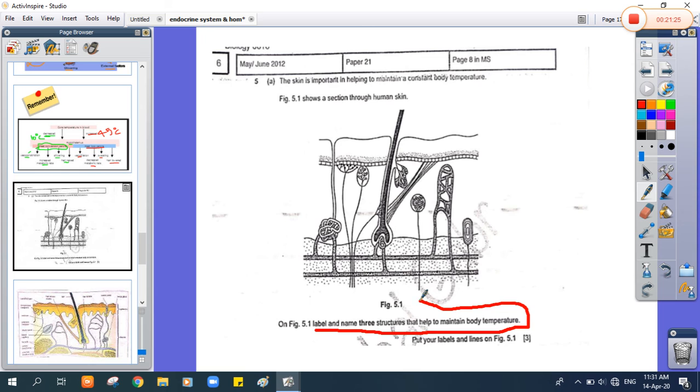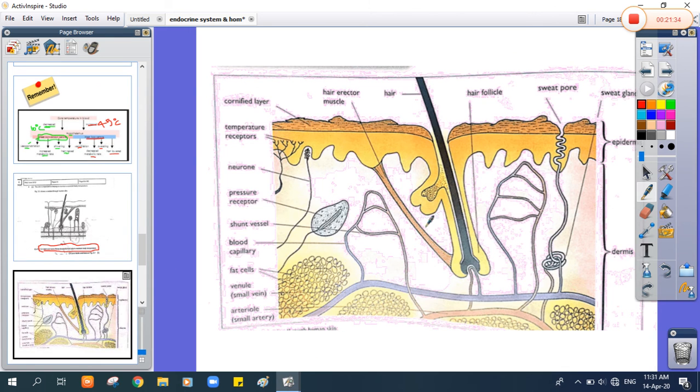Can you tell me 3 structures here in the skin that help you maintain your body temperature? If you don't know, just look at this section of the skin. It may help you. Yeah, of course, the sweat gland. This is the sweat gland. Do you see this part? This is sweat gland. Okay, what else? Yeah, great. It is the fat cells here. Okay. This is 2. Where is the third one? Yeah, this muscle, which is the hair erector muscle, and the hair, of course.